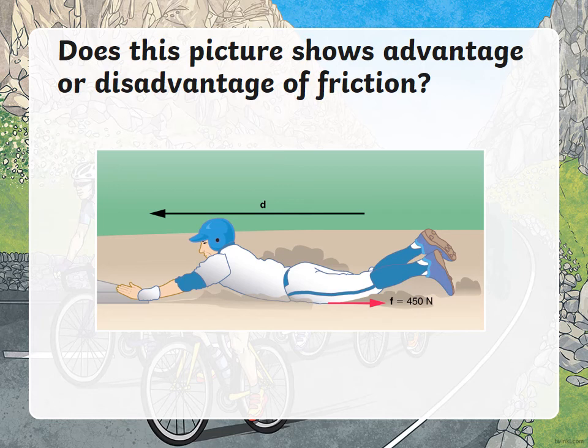Okay, a baseball player is sliding to the base, advantage or disadvantage? Friction will be a disadvantage here because it will cause him not to move to his base as quickly as he would probably want. He will have to work very hard.